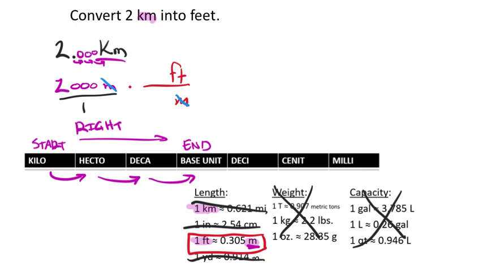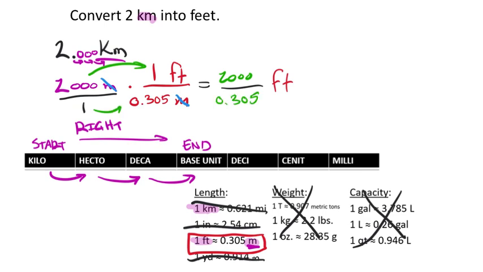Okay, and so what does our conversion factor say? It says 1 foot is 0.305 meters. Okay, so when I do this fraction multiplication, I will now have feet, but I've got to do the fraction multiplication. So we'd have 2,000 times 1 in the numerator, which is 2,000. In the denominator, you've got 1 times 0.305, which is 0.305, or 305 thousandths.